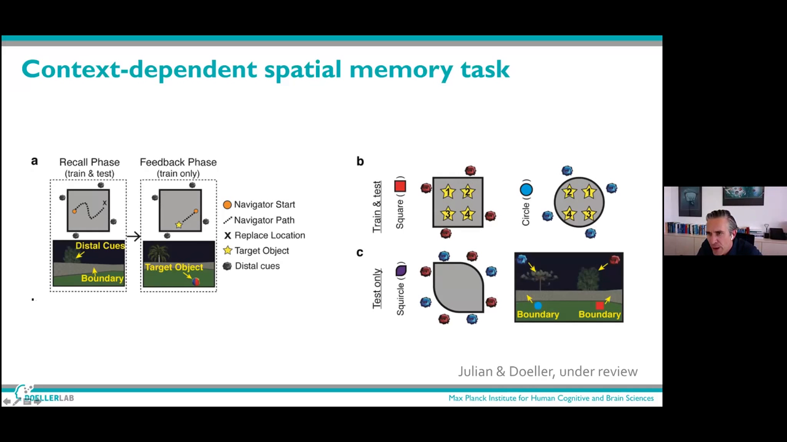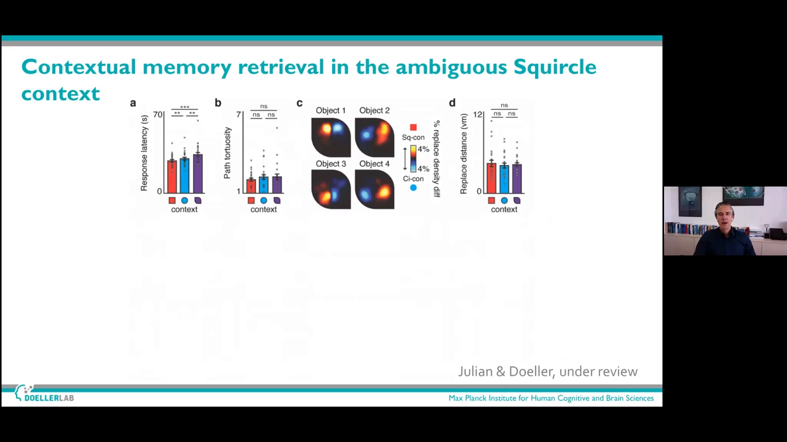And then critically, to understand how this remapping function works in humans and how that translates into behavior, Josh, in a final test session, exposes participants to a third environment, an ambiguous environment, where we test memory. We don't give them feedback, we only test their memory. And we call it a squircle environment. So it's effectively half circle, half square. I come back to that in a second. So let me briefly describe the behavior.